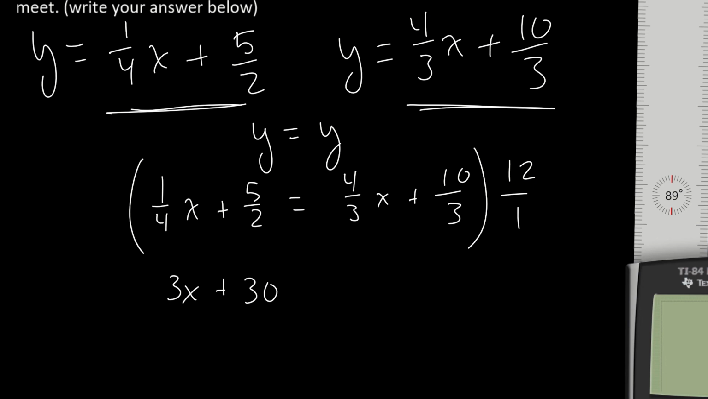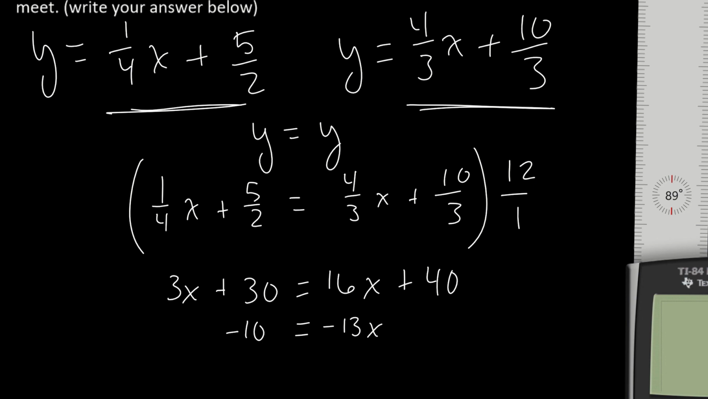12 divided by 3 is 4. Times 4 is 16x, and then 12 divided by 3 is 4. This is going to become positive 40. So let's take away, oh geez, no good choices here. I'll take away 3x from both sides, so it's going to give me negative 13x. And then I'm going to take away 40 from both sides. That's going to give me negative 10.